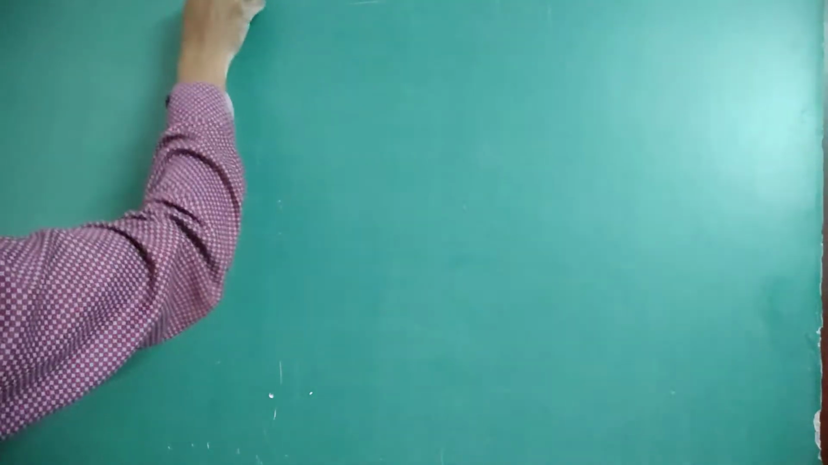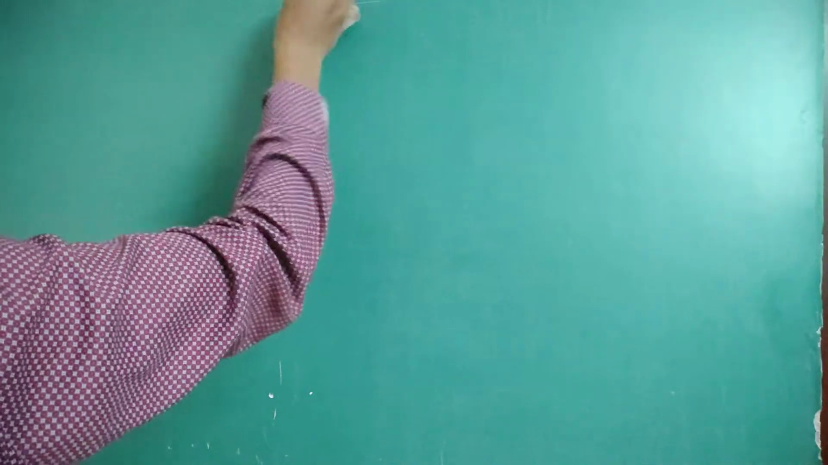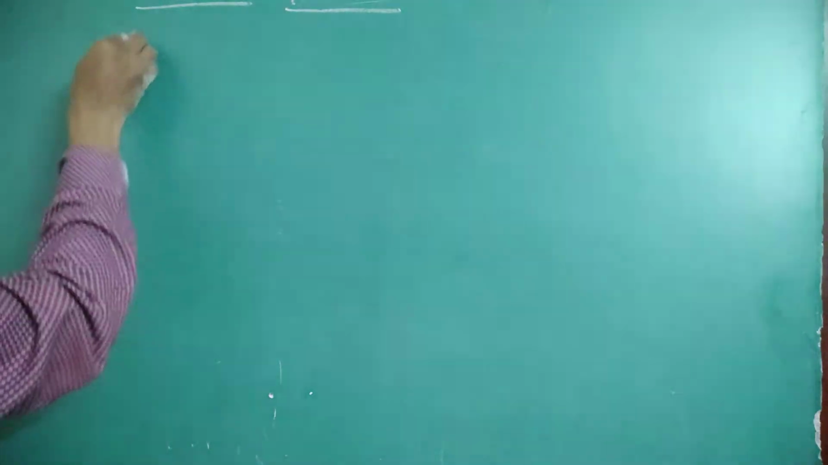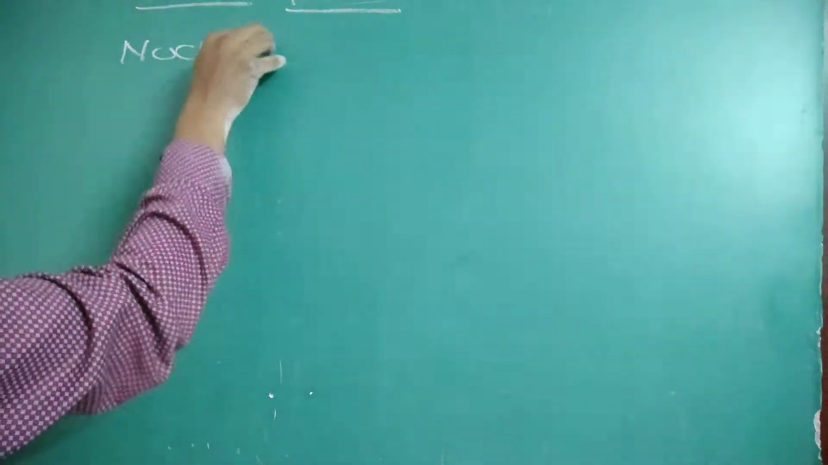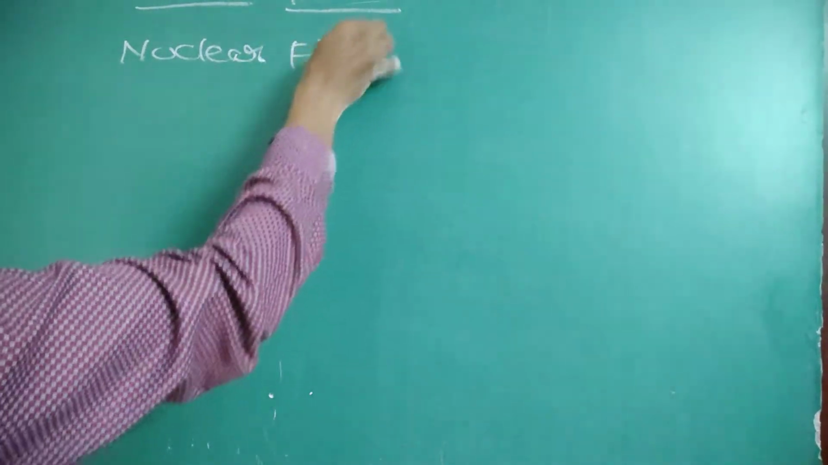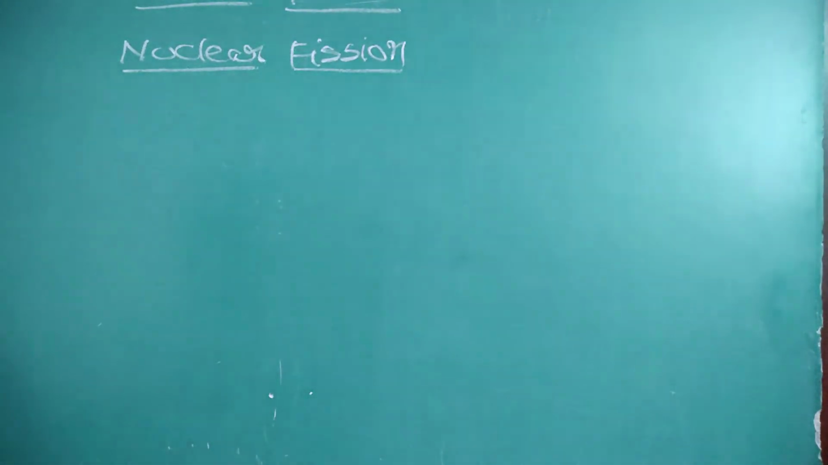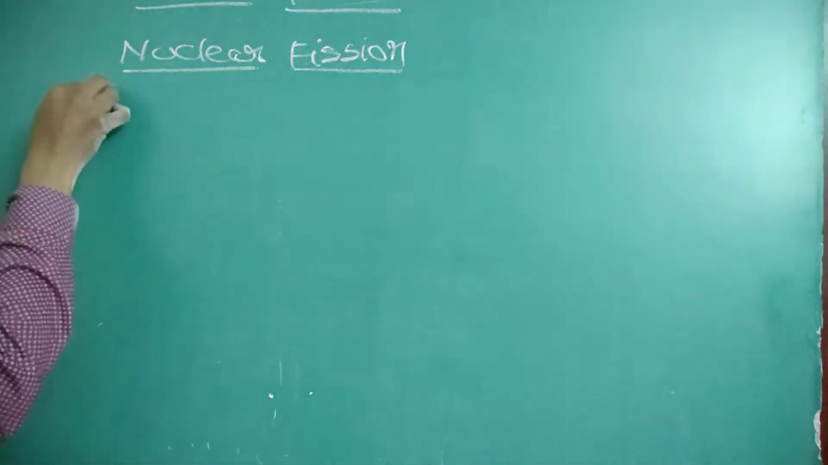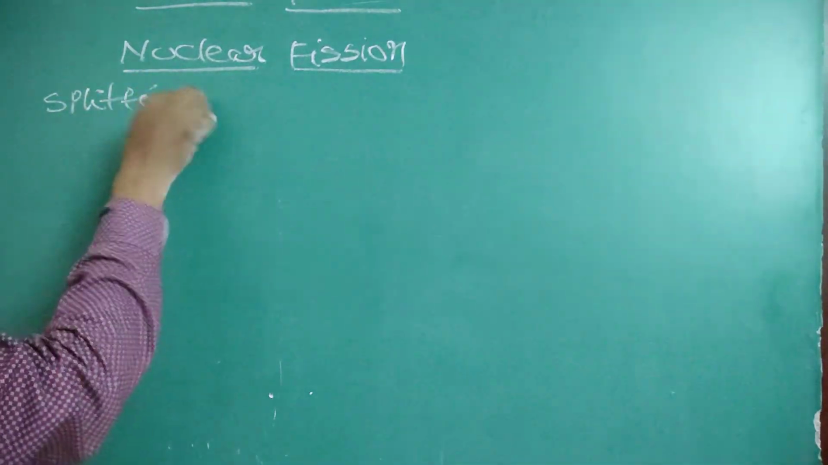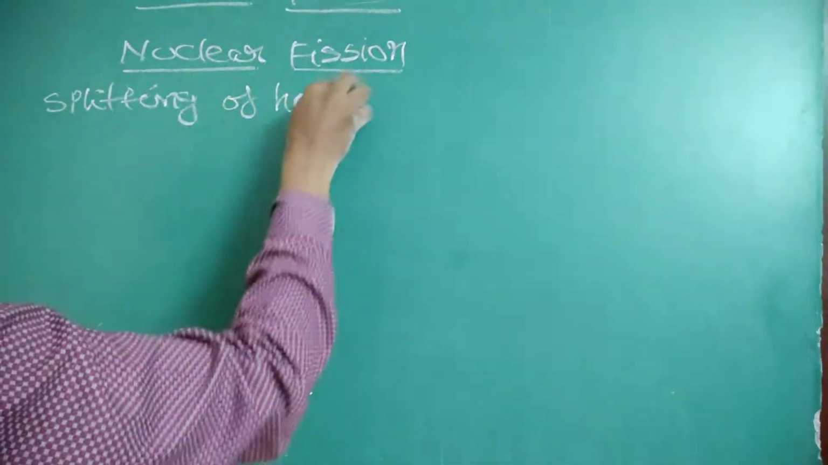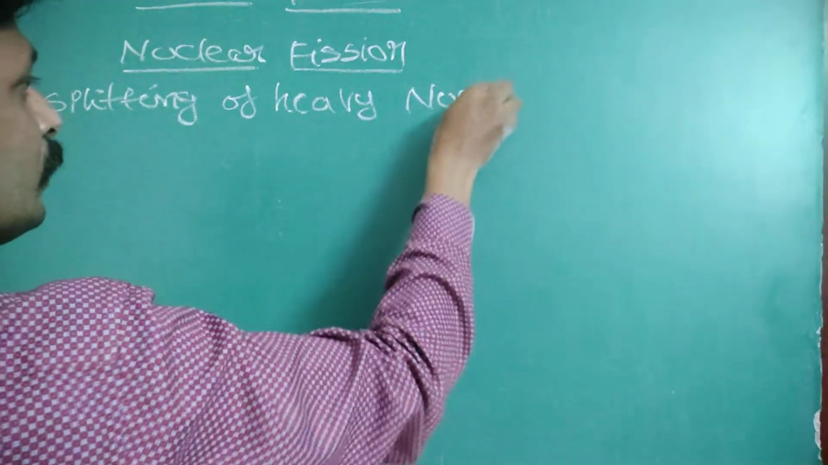Next, another one is nuclear fission. Another important one I have to write now: nuclear fission. In the earlier point I described nuclear fission; once again I repeat the point. Now here nuclear fission means splitting of heavy nucleus.